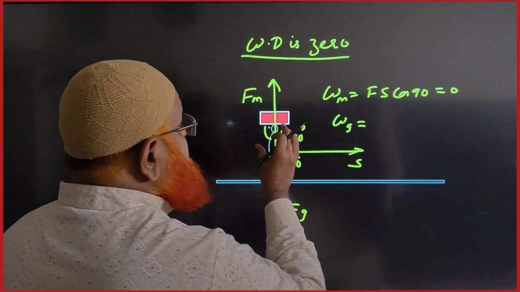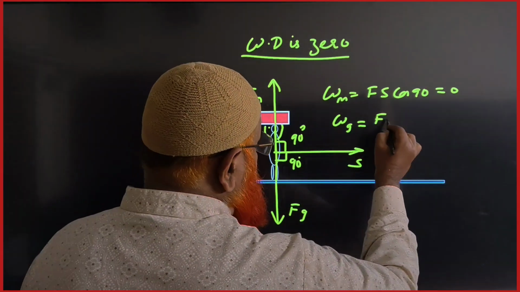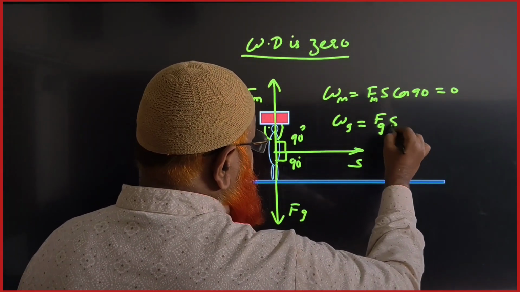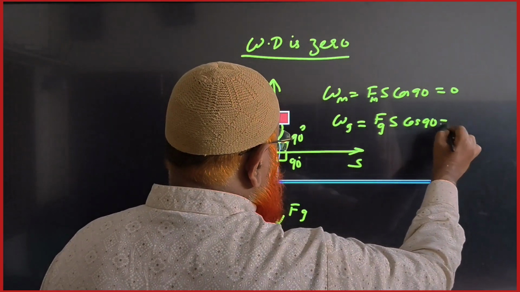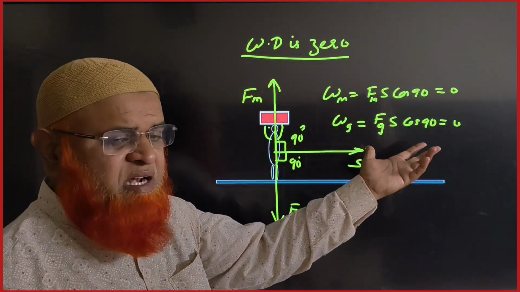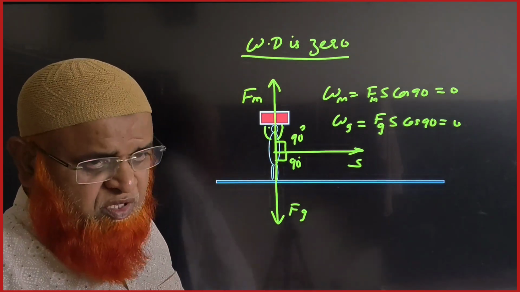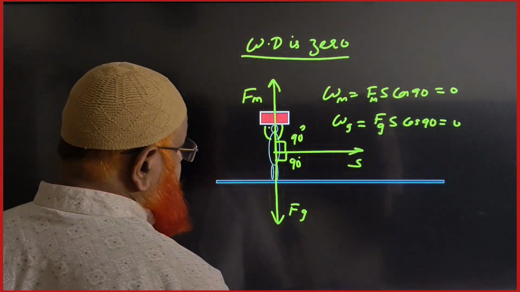Work done by gravity. See, man will pull the body upwards, gravity is acting downwards. So force due to the man, force due to gravity, displacement, and it is also going to be cos 90. Why? The work done is said to be 0 when the angle between the force and displacement is taken as 90 degrees. So cos 90 क्या हो रहा है यहाँ पर? 0. As cos 90 is 0, work done is going to be 0.